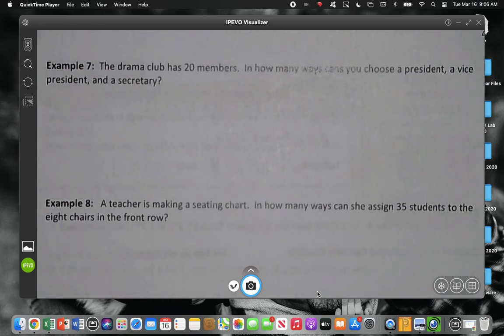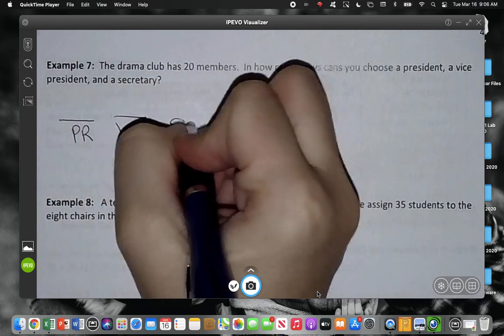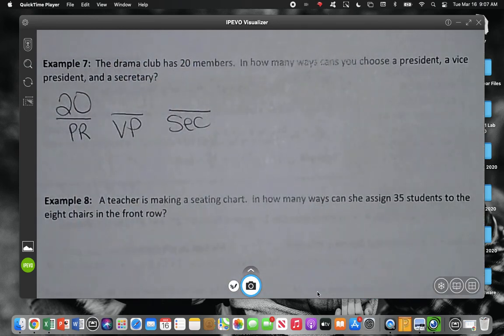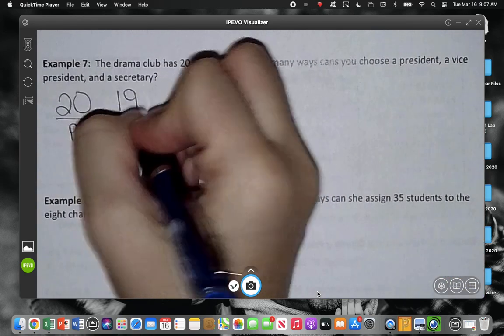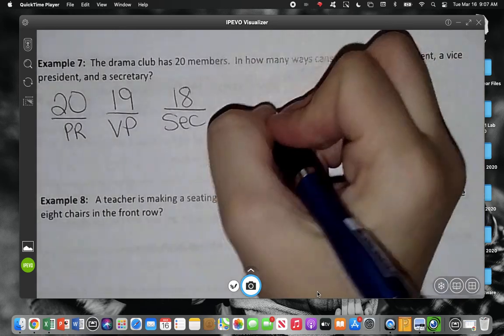All right, so we have 20 members. Now, we're going to choose a president, a vice president, and a secretary. All right, so how many choices do I have for a president? How many members are there? 20. All right, so can someone be the president and the vice president? No. So if I have 20 choices for a president, how many do I have for a vice president? 19. How many do I have here? All right, so we had 20 members. How many officers did I choose? Three.